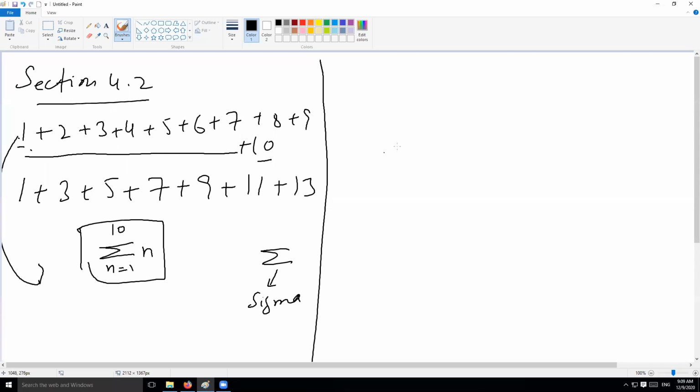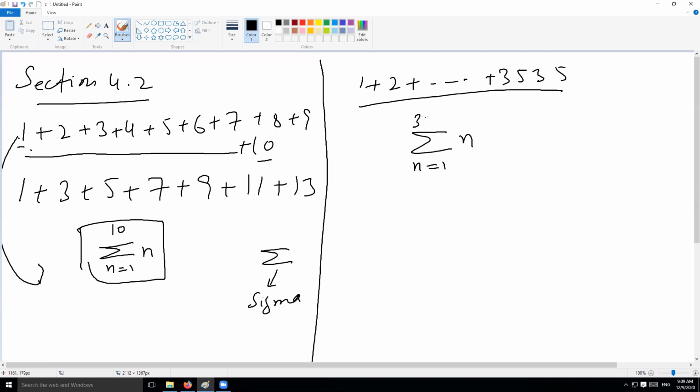And you can have, for example, a sum from 1 and so on and so forth, up to say 3,535. Okay. So what would be the compact way to write it? Rather than writing all these numbers, you're going to say that I am summing what? N, which is the general term of this sequence, from where to where? From n equal to 1 to n equal to 3,535. Okay, that's what it is.